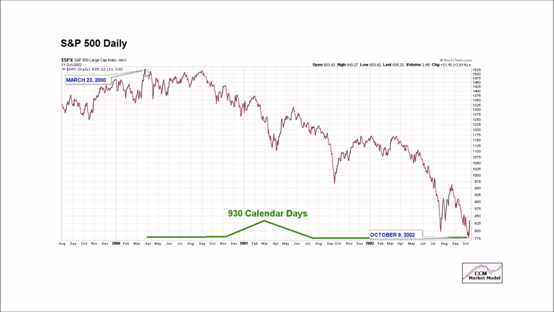From this point here to this point here, this is the dot-com bust bear market, stocks were out of favor for 930 calendar days. That's a long, long time from a time value of money and opportunity cost perspective, and it also puts the whipsaws and the recent frustrations in some additional perspective.